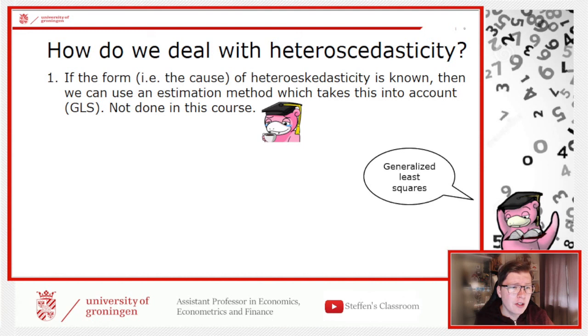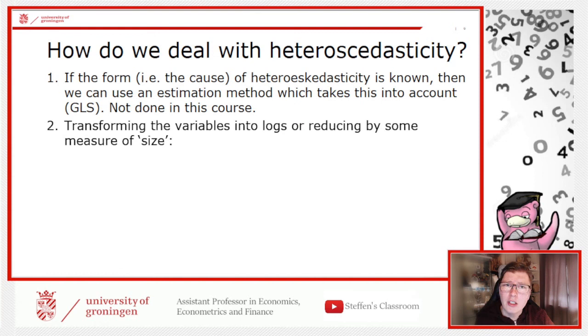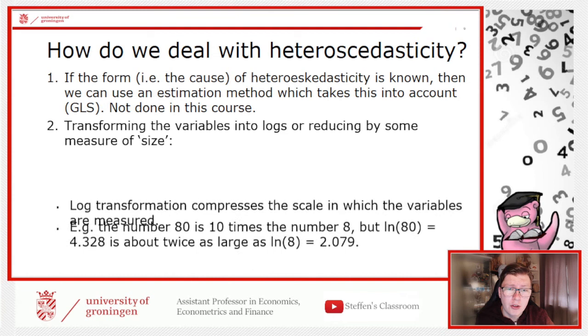Good. Now, the second thing, and that's more commonly done, is that you can transform the variables into logs, for instance ln logs, whichever logarithm you want to use, or simply reduce it by some measure of size. Why is this interesting? Because this form of heteroscedasticity varies with the level of the explanatory variables. So if you decrease the size measure, they would also swing less. There would simply be less variation. Less variation means it's also less likely to be heteroscedastic.